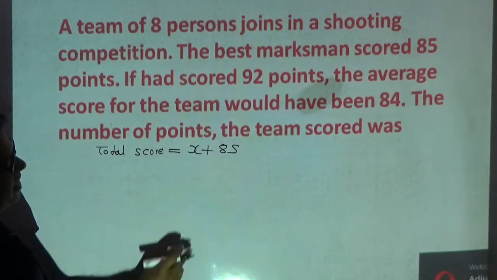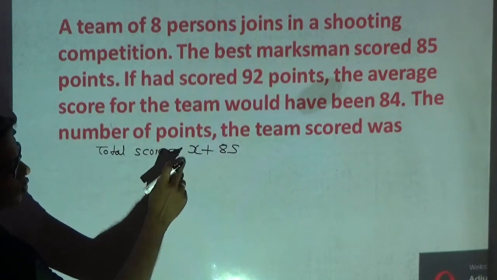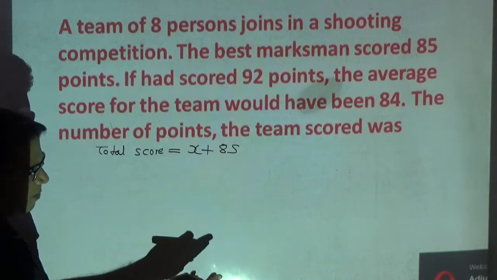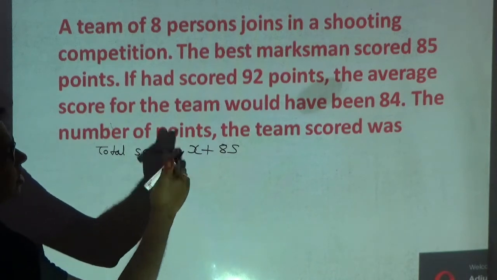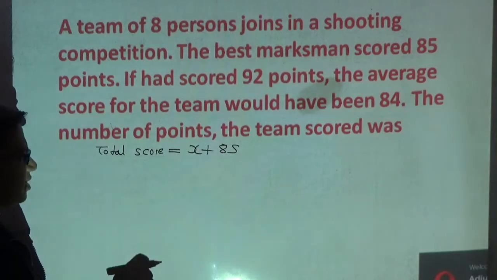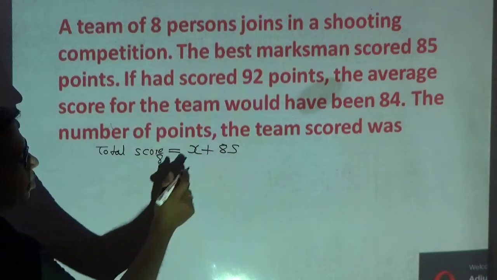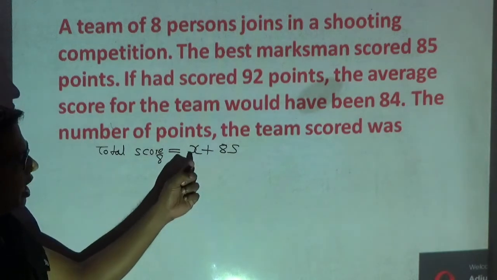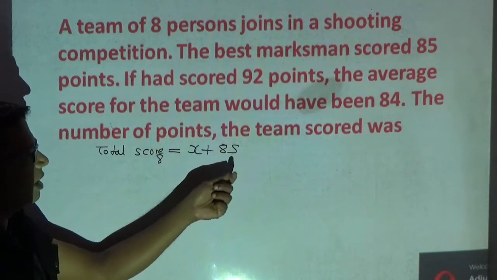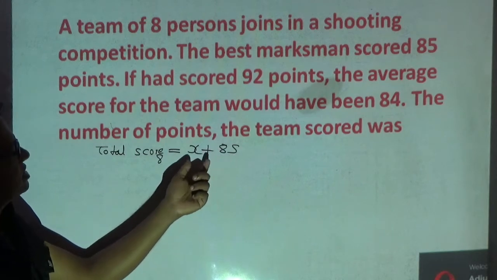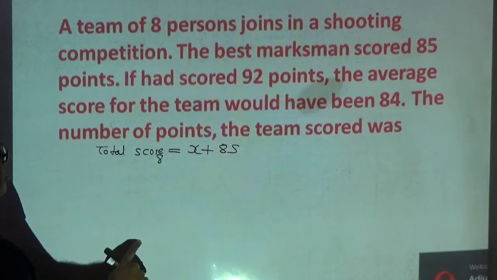What is X? X is the score by 7 people, and the one more person, he scored 85. The total score I am going to take as X plus 85, that is all the 8. What is X here? X is the score of the 7 people. And the best man has scored 85. Separately they are given, therefore I have taken it like this.